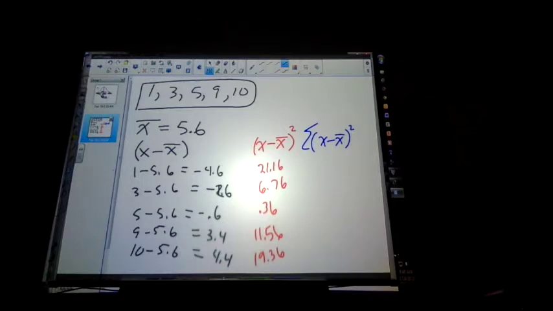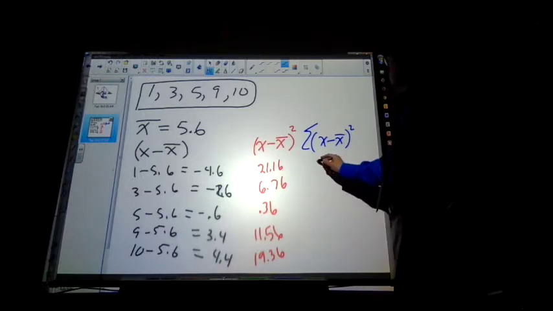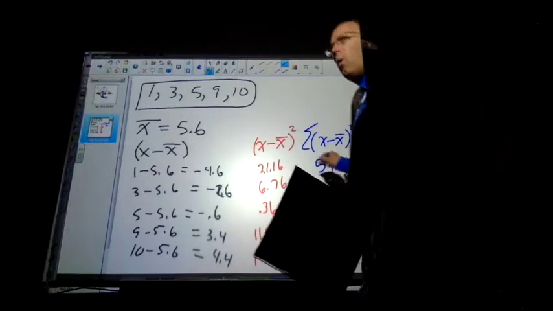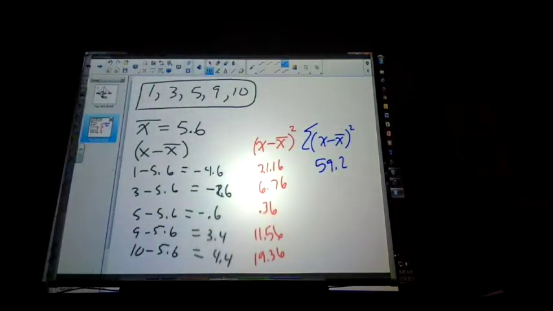Henry, wake up. 59.2. So why is there only one number right there? Because I added them all up. I'm looking for the sum of a list of numbers. Okay, phone away, please.